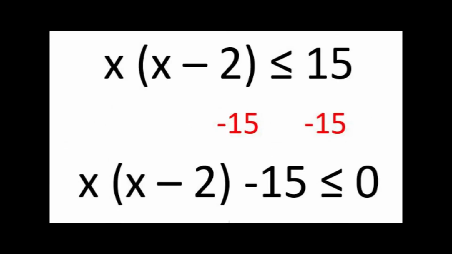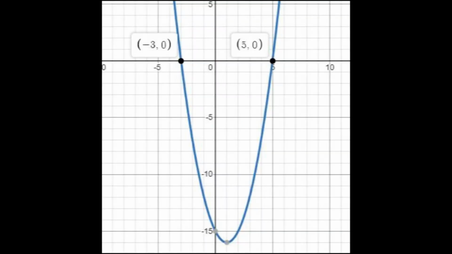If I subtract 15 on both sides, the right side becomes 0, and now on the left side I get x times x minus 2 minus 15. Now what we need to do is plug the left side into my graphing calculator, or whatever calculator-based app you're going to use. In a graphing calculator, everything on the left side of the inequality, plug that into your y equals and hit graph. So you see here, this is what the graph looks like, where I have x-intercepts at -3 and 5.